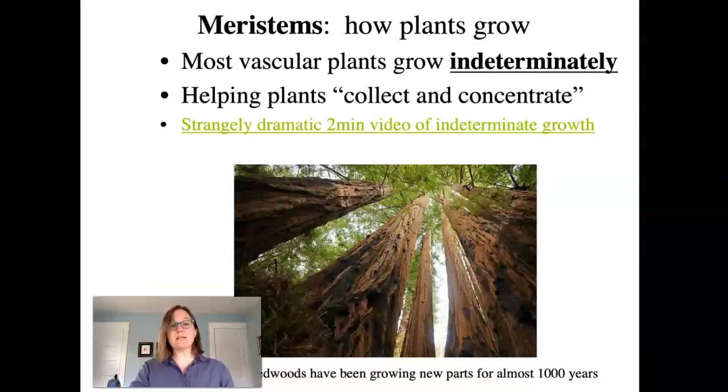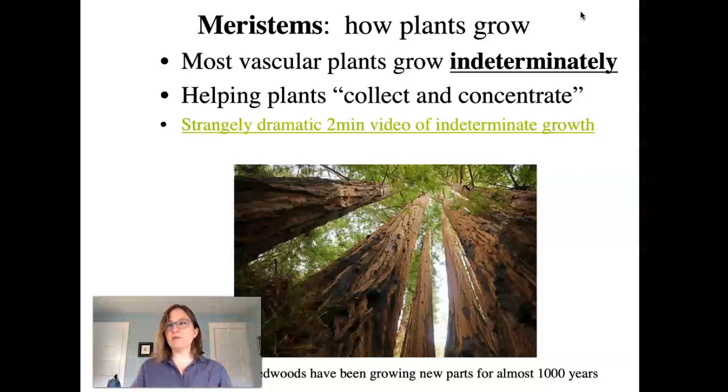So meristems are responsible for plant growth. That's not the main definition, but that is true about them. Plants can't grow without meristems. So as you know, I think from reading the short article, The Essence of Plantness, most vascular plants grow indeterminately. What that means is that they continue to make new organs and new cells throughout their lives.